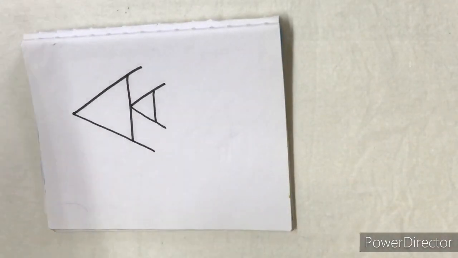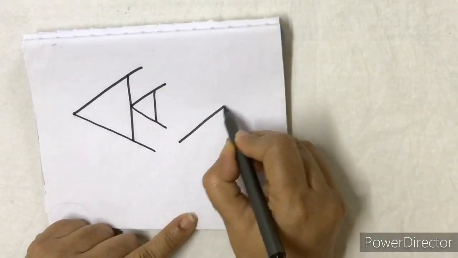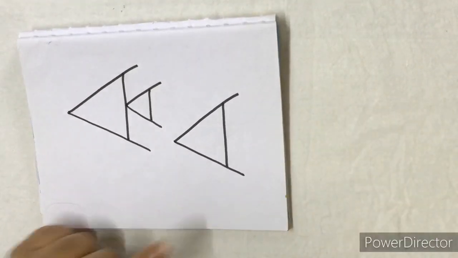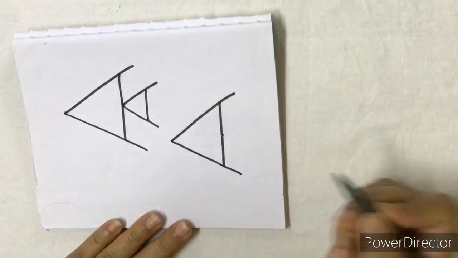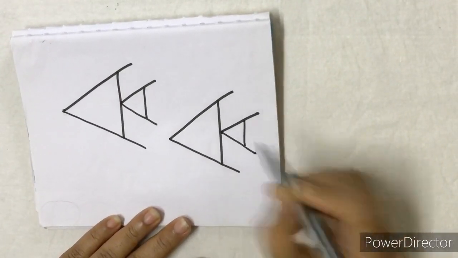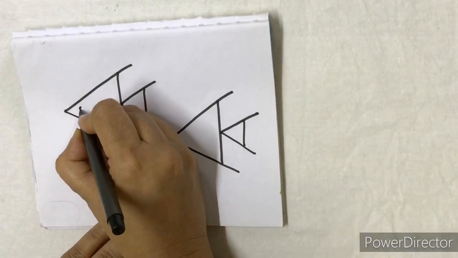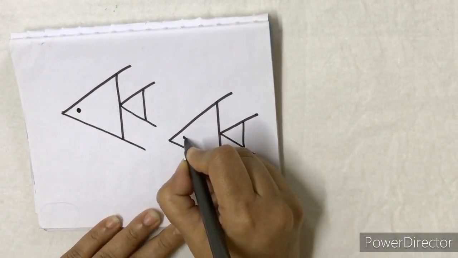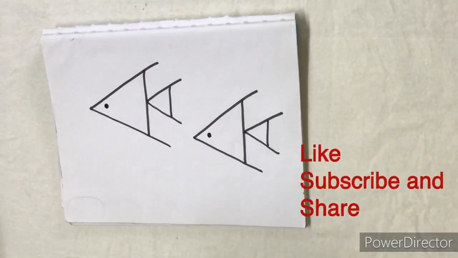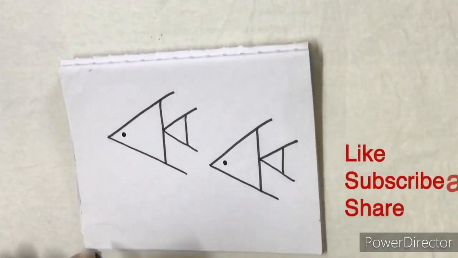Wow. Now again you will do the same thing. You will write a big A. And after writing the big A again, you will see the center and you will write the small A. Okay. Now you make the eyes. You must have understood what it is. It is the fish.